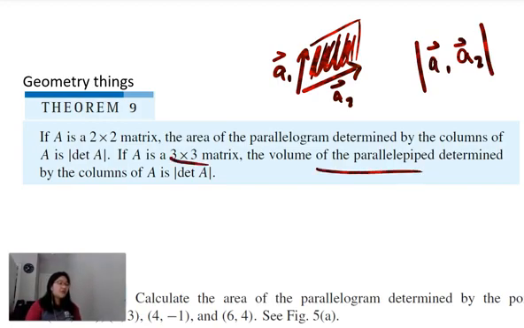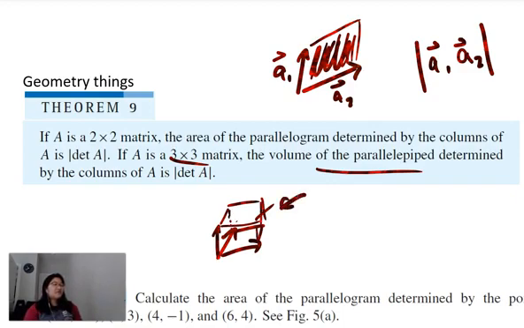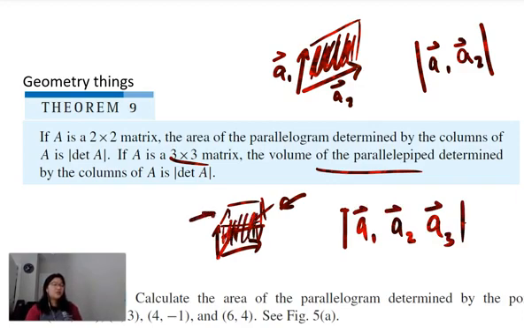And if you're looking at a 3 by 3, then the volume of the parallelepiped, which is taking a parallelogram and extruding it into R3, so you get this kind of thing. The volume of this parallelepiped you can find by taking the determinant of the matrix A that has the vectors as its columns. So this determinant is equal to the volume of this parallelepiped.